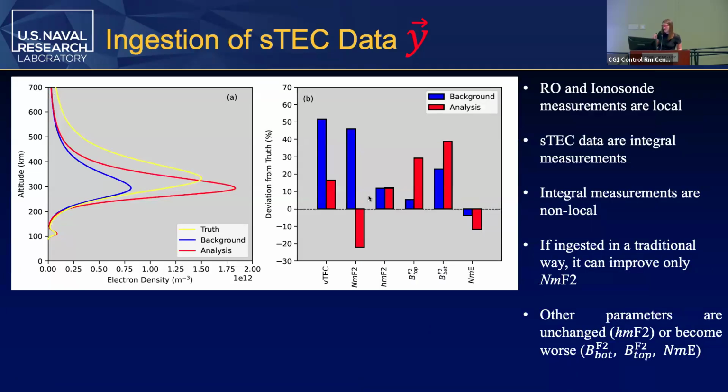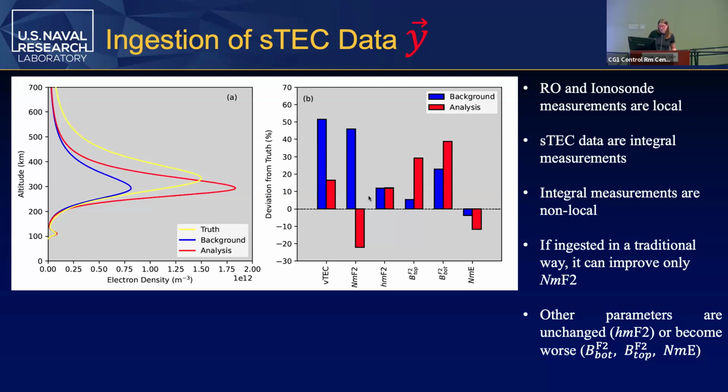Next I'll talk about ingestion of ground-based STEC data, because it's slightly different from classical data assimilation techniques such as ionospheric density data assimilation, like IDA4D. In this approach, what's different is that we concentrate only on the NmF2 parameter. Why? Because a slant total electron content measurement is an integral along the line of sight, right? So it cannot be localized to a particular region.